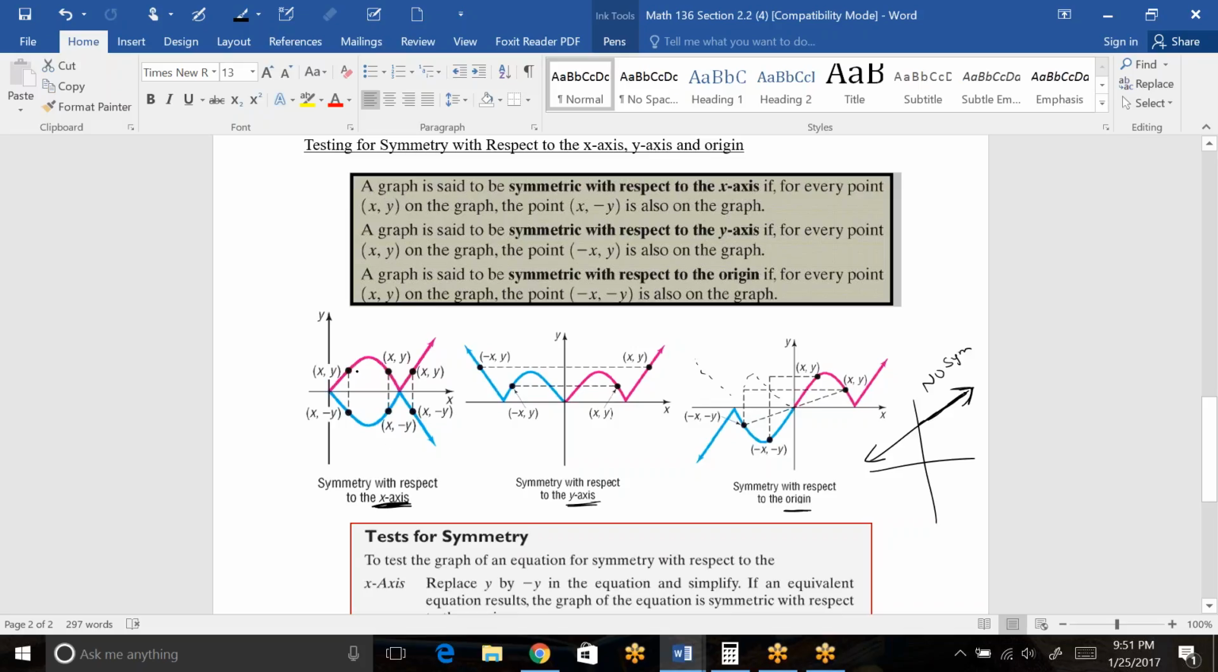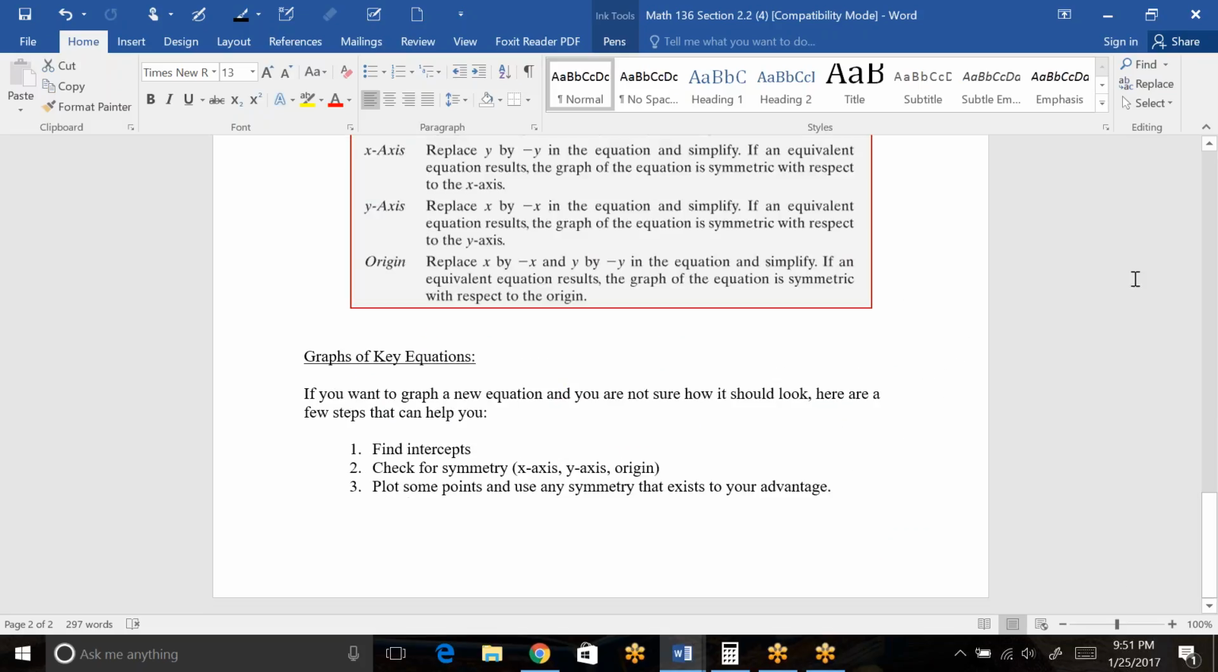So these are just special reflections across the x-axis, y-axis, and both. And that is all there is to symmetry. So that ends that section. It was a pretty short section. It was really just summarizing some key things and introducing the idea of symmetry.